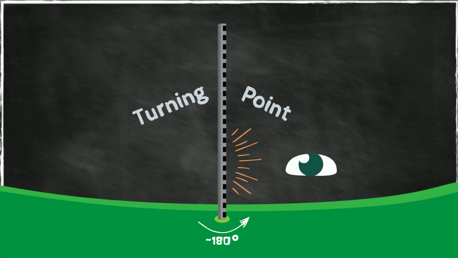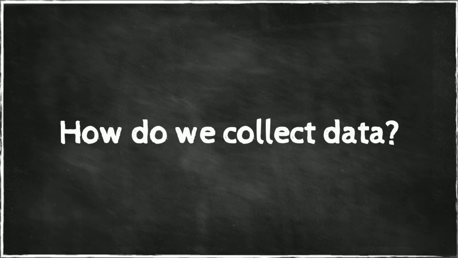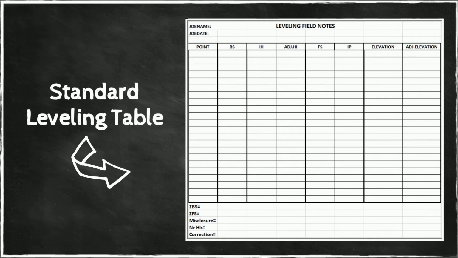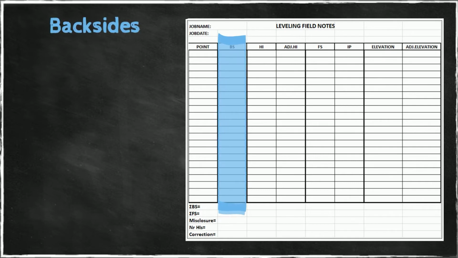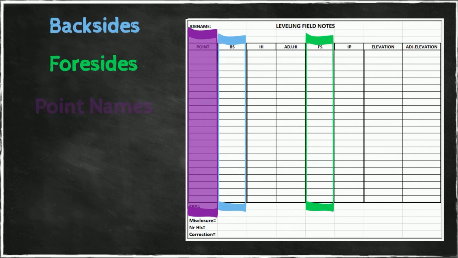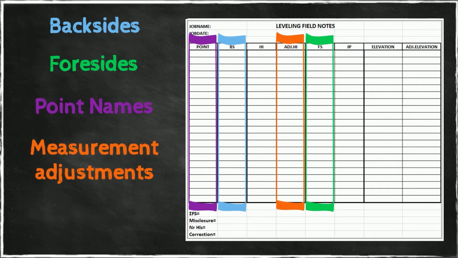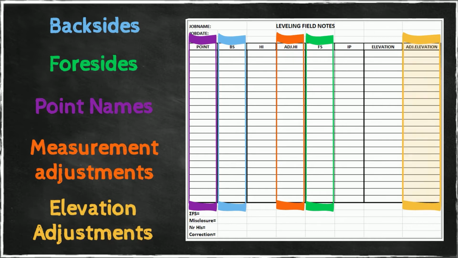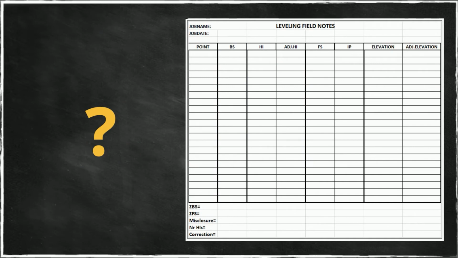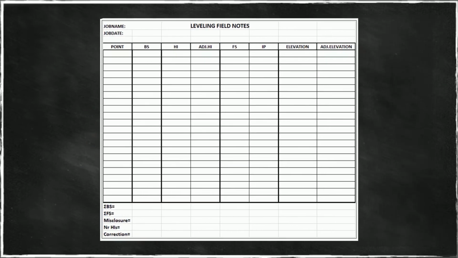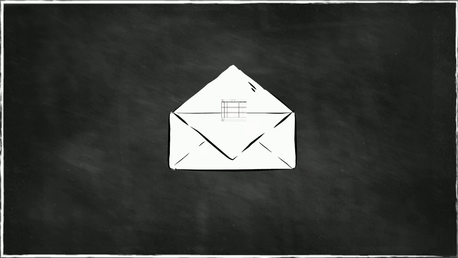You turn the rod. Now, how do we collect data? Data are collected with tables that have a standard format. We can do more with these tables. We can record measurements such as backsights and foresights and point names. We can also adjust our measurements and we can calculate adjusted elevations along a loop. So finally, what else can we do with this table? We can use this table for delivery of results to the customer.